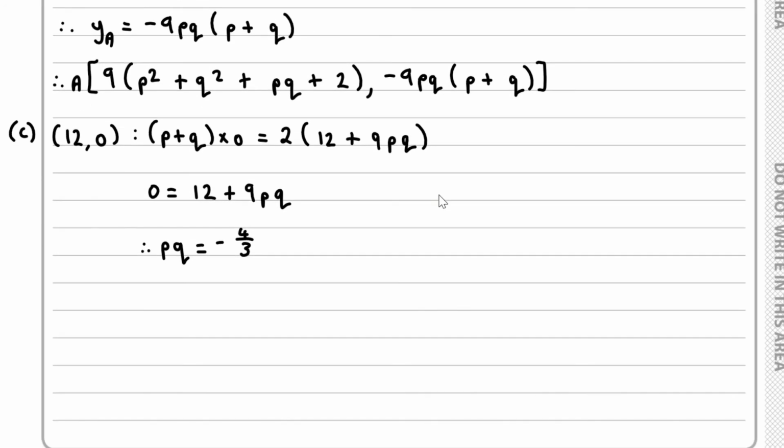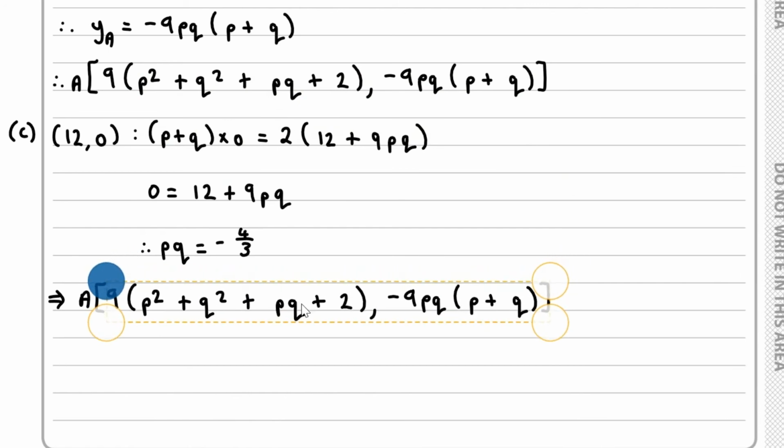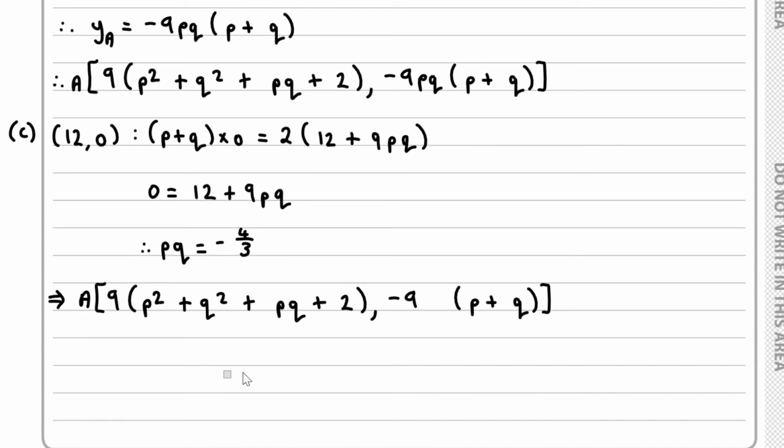So therefore what we can do is find out the coordinates of A. So for the coordinates of A, which is what we have here, so just copy paste this, what we will now do is replace the pq with minus 4/3.